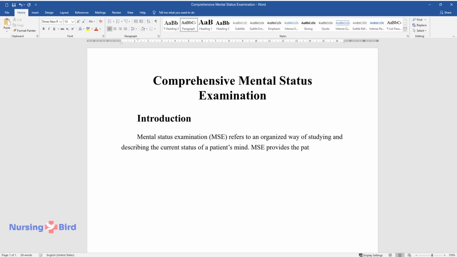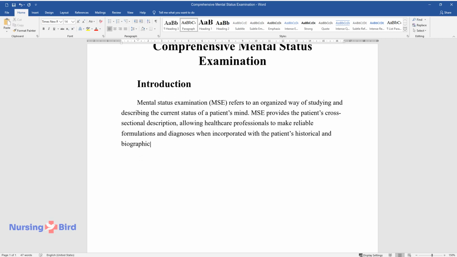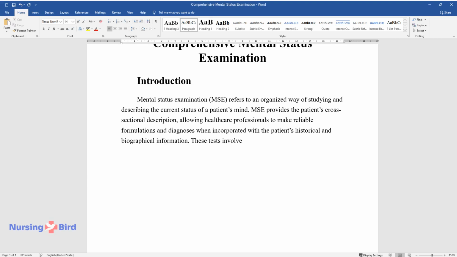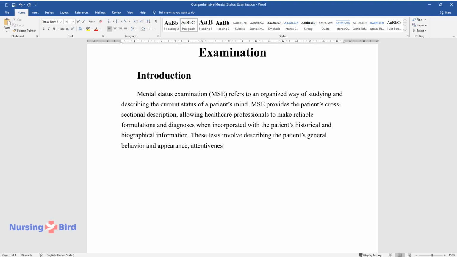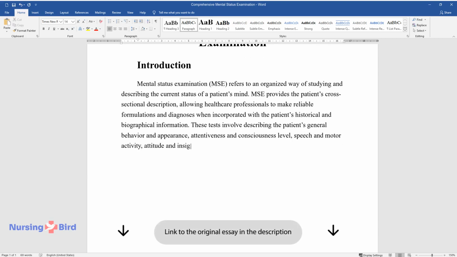mind. MSE provides the patient's cross-sectional description, allowing healthcare professionals to make reliable formulations and diagnoses when incorporated with the patient's historical and biographical information. These tests involve describing the patient's general behavior and appearance, attentiveness and consciousness level, speech and motor activity, attitude and insight, mood and affect, and higher cognitive abilities.